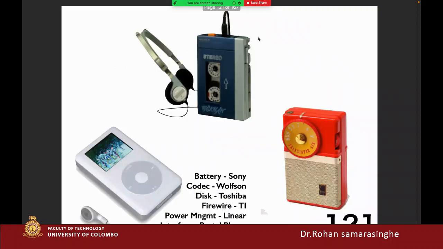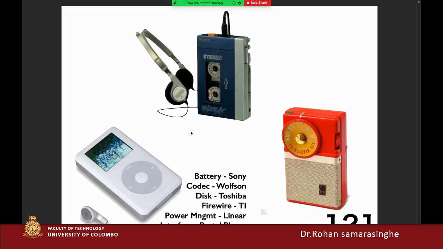Here the Walkman also, the first Walkman is like that. After that, the Apple company introduced the iPod. The iPod is smaller than the Walkman, and even in standard pockets you can put it in.